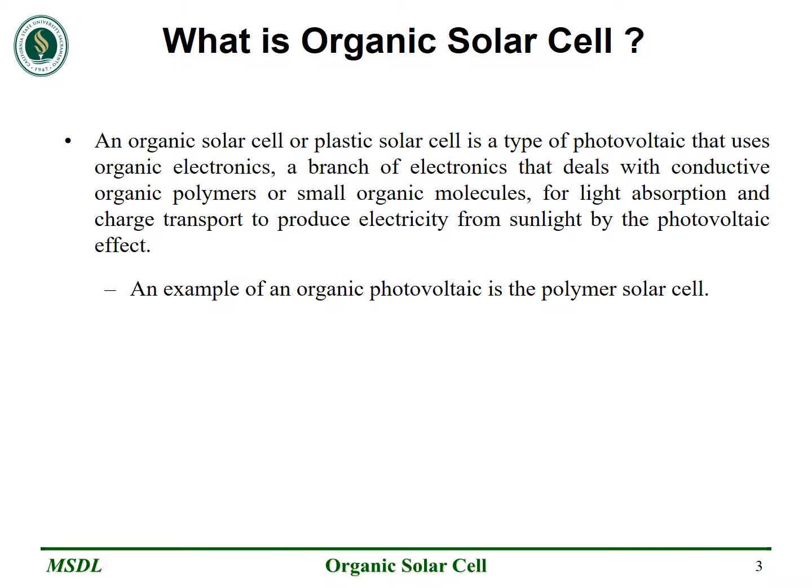An organic solar cell is a type of photovoltaic that uses organic electronics, a branch of electronics that deals with conductive organic polymers or small organic molecules for light absorption and charge transport to produce electricity from sunlight by the photovoltaic effect. For example, polymer solar cell.